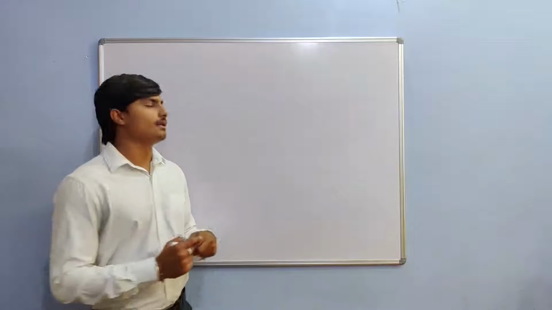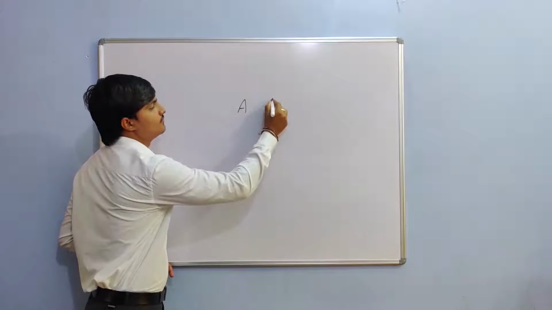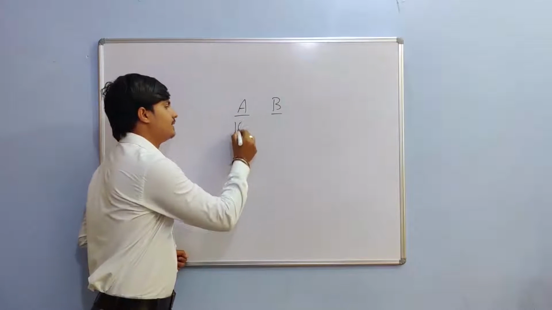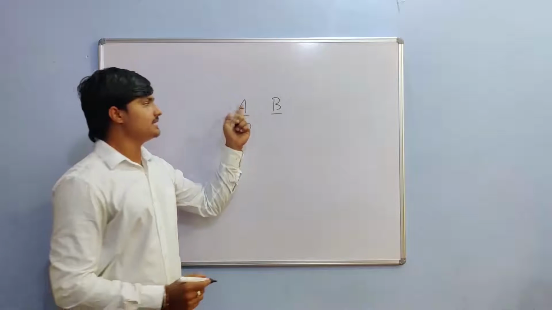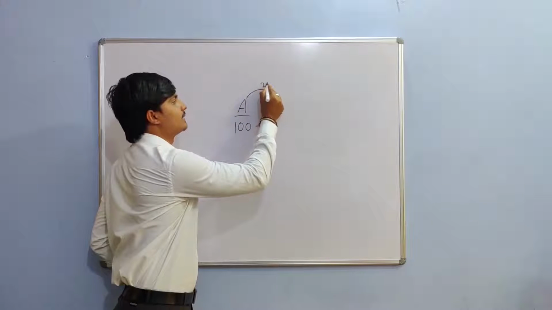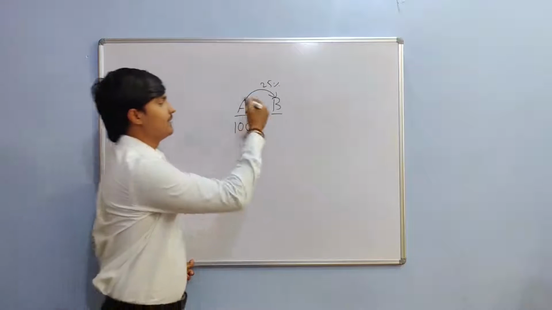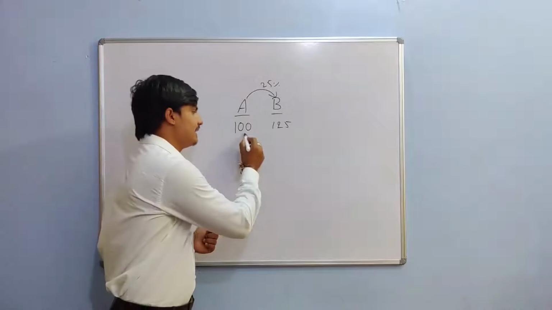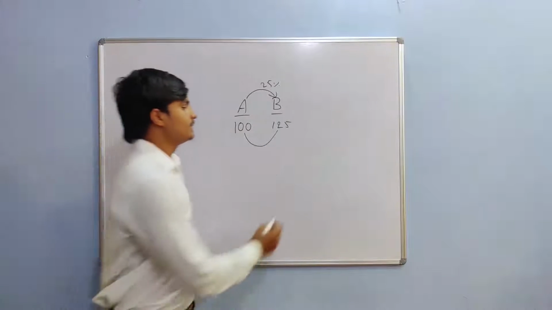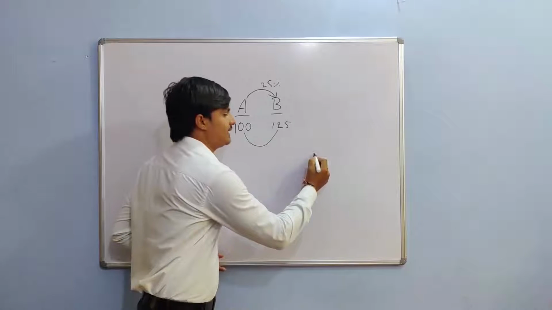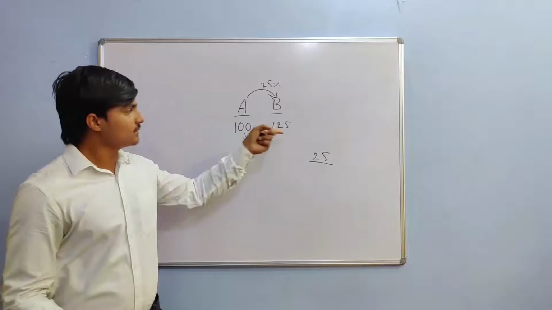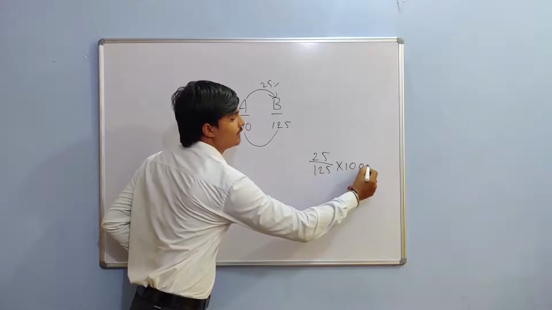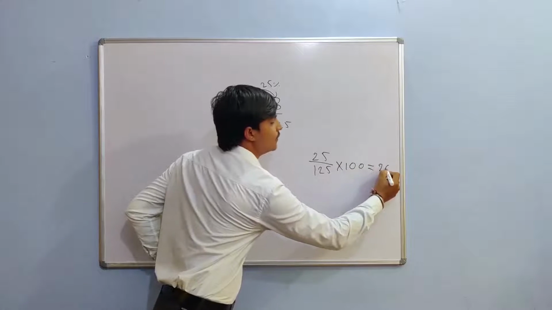Let us consider one example. Let us take some values A and B. If A's salary is 100 and B's salary is 25% more than A's salary, then B's salary will become 125. Now let's see how much A's salary is less than B's salary. To know that, the difference in the salary is 25 and we are comparing with B, so that is 125, and in percentage that is into 100, which is equal to 20%.